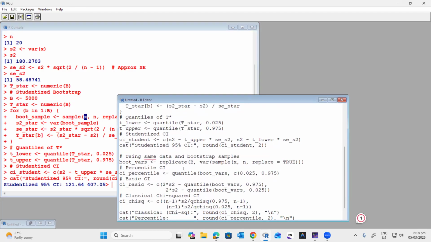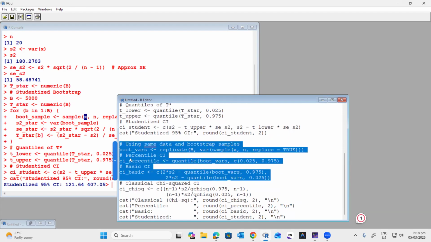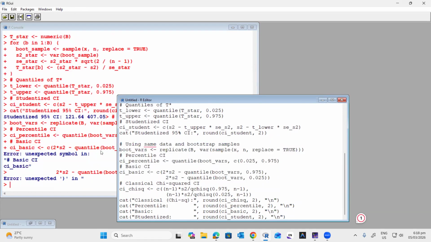Similarly, we use the same data and bootstrap samples for the percentile, the basic pivotal, and the chi-square. The pivotal and the percentile I already explained how to calculate, so I'm not going to explain that again.